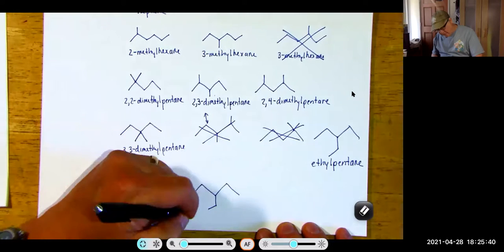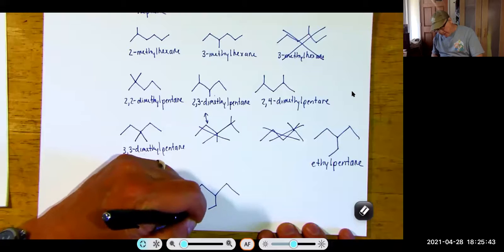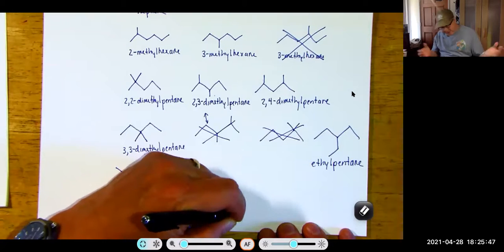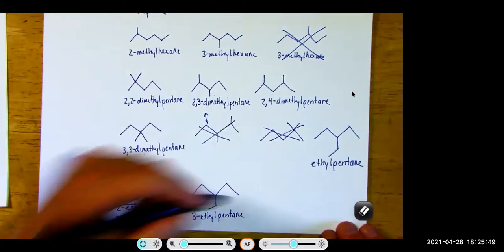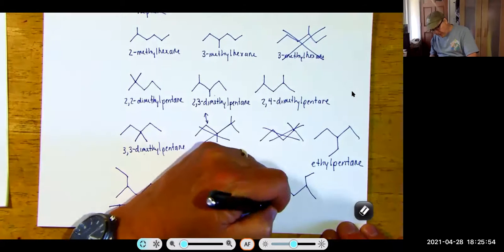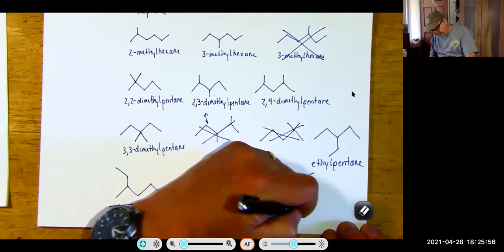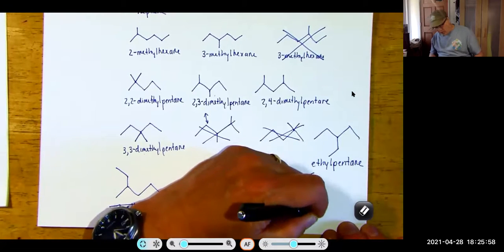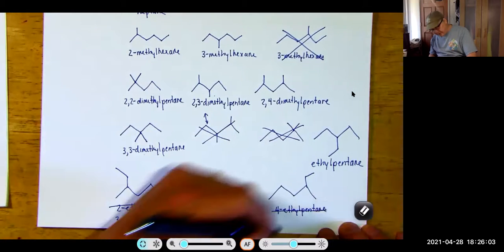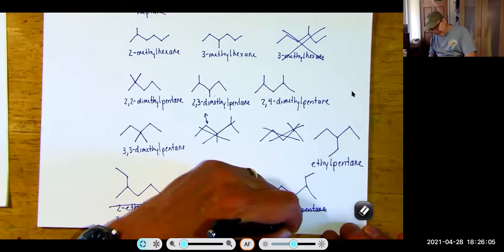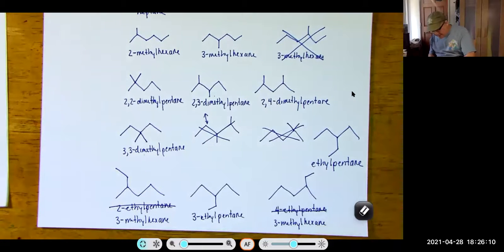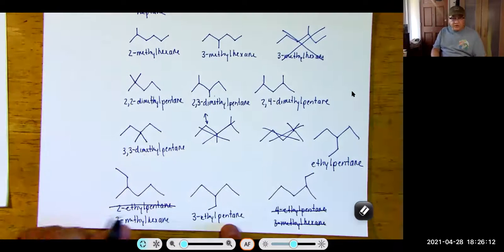So, let's try it here. Can we have 3-ethyl pentane? And the answer is sure, we can. That makes sense. Now here, can we have 4-ethyl pentane? And the answer is no, you can't. Because this is 3-methyl hexane.